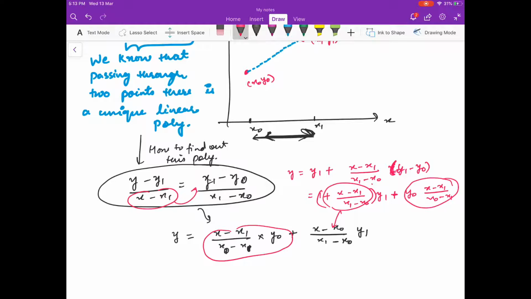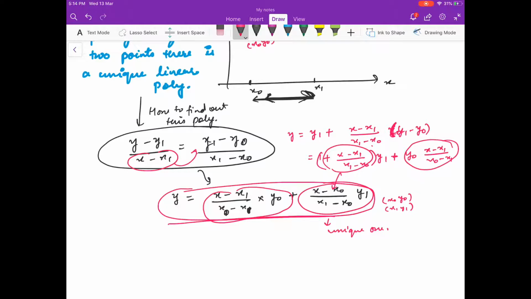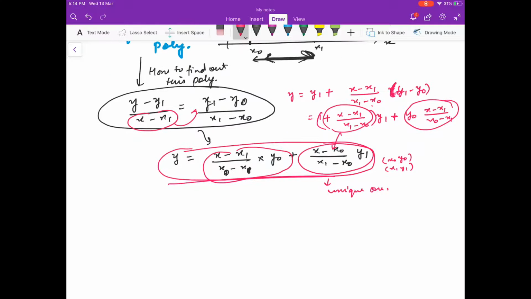Now you just add these two terms and you will get this. So this is the polynomial which passes through the 2 points x0 y0 and x1 y1, and this is the unique one. There cannot be any other polynomial passing through these 2 points, polynomial of degree 1. Okay, so this is one thing.